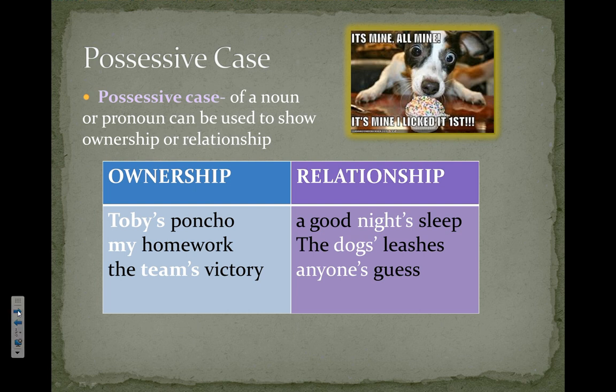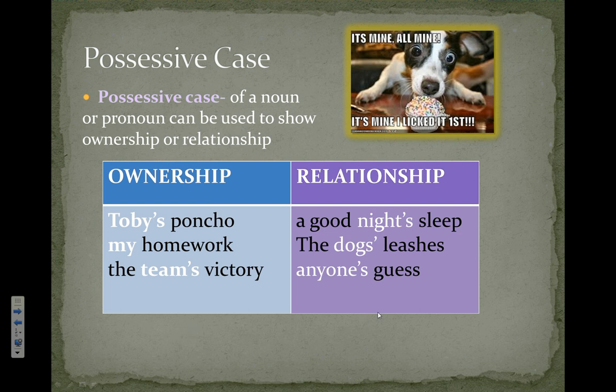Let's start by defining possessive case. If you hear a teacher talking about possessive case, they're talking about the form of a noun or pronoun that is used to show ownership or relationship. So, for example, Toby owns the poncho. I own my homework. The team owns their victory. Okay, so all of these show ownership.